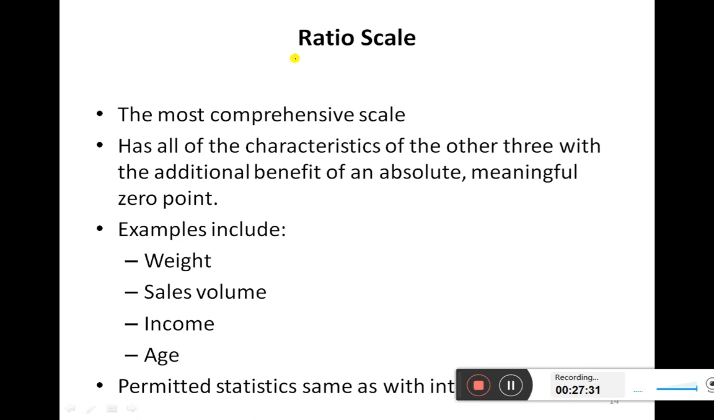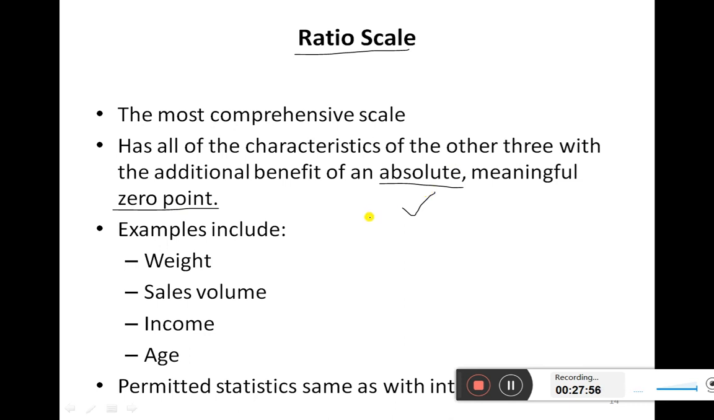Now we have a ratio scale. A ratio scale has all the qualities of nominal scale, ordinal scale and interval scale. But where is the difference? The difference is that 0 is absolute in nature. Absolute means simply it has a meaning. 0 doesn't mean nothing, it will be something.